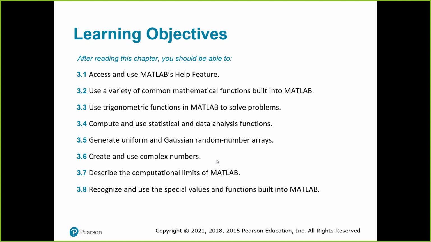Trigonometric functions. There's a couple of ways to do those for both degrees and radians. Compute and use statistical and data analysis functions. That one we'll cover pretty well, because there's one thing that students have trouble with. I don't know whether it's understanding or maybe I just didn't teach it well enough before. But we'll cover that one. Generating uniform and Gaussian random number arrays. Compute and use complex numbers.